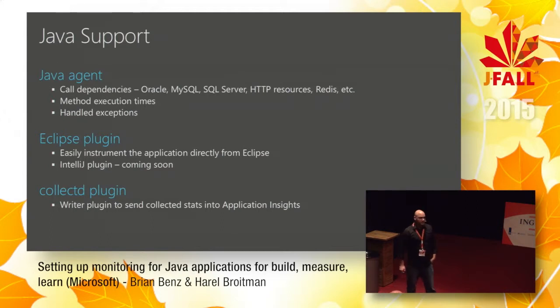We have a Java agent that collects calls to dependencies like Oracle DB, MySQL, SQL Server, HTTP resources, Redis cache, along with method execution times and handled exceptions. And to get started with Application Insights, it's really easy to just use the Eclipse plugin to instrument the app, and we'll have an IntelliJ plugin coming soon.